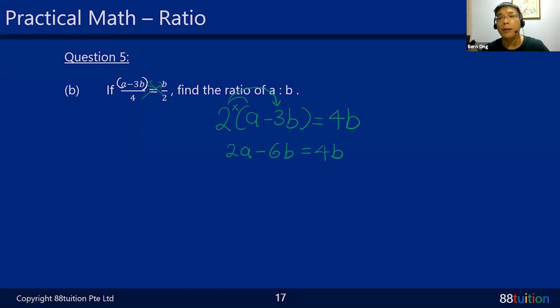I like to bring all the B to one side and all the A to put on one side. All right. So my 2A I put down here. Minus 6B I bring across, plus 6B. 4 plus 6, 10B. Okay. Happy? Okay.